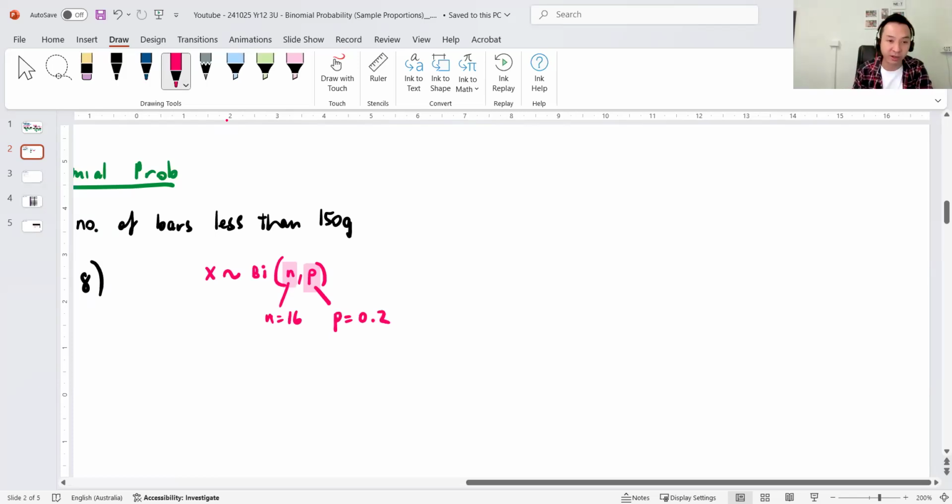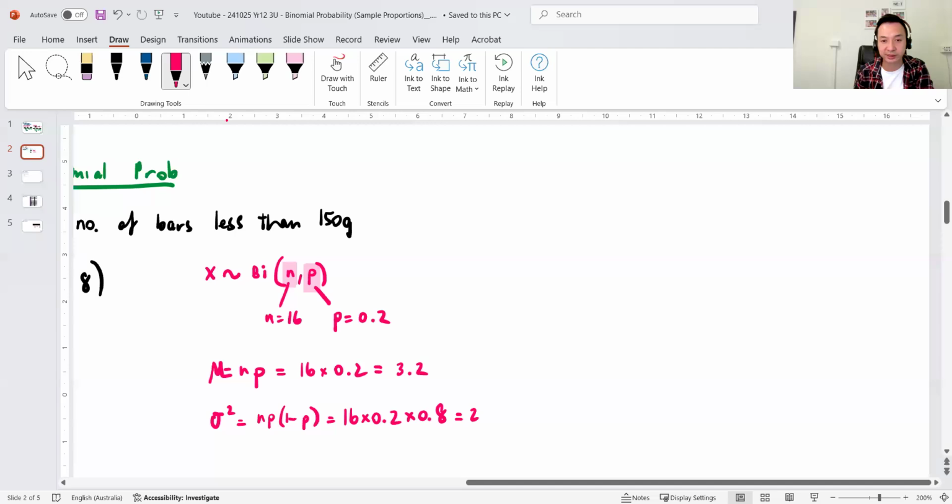Now with that, I can derive what mu is, because I know that mu is equal to np, 16 times 0.2, which is 3.2 on your calculator. And I know that sigma squared is equal to n times p times 1 minus p. That's 16 times 0.2 times 0.8, and on your calculator, that's 2.56. If you square root that, it's actually quite a nice number, 1.6. I now have all the ingredients I need to standardize.